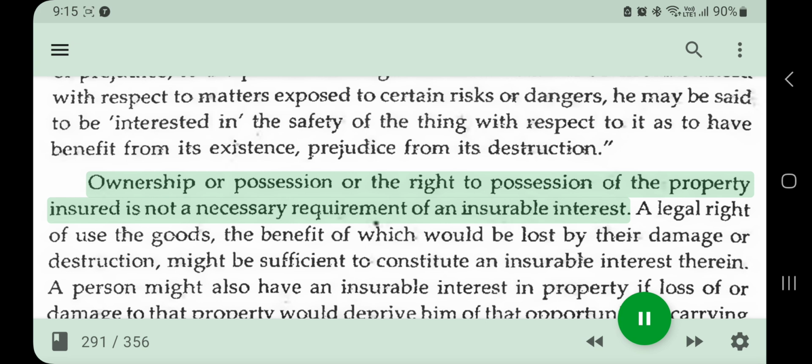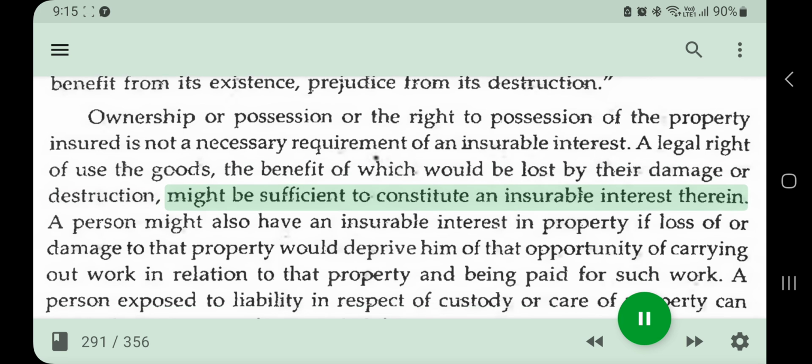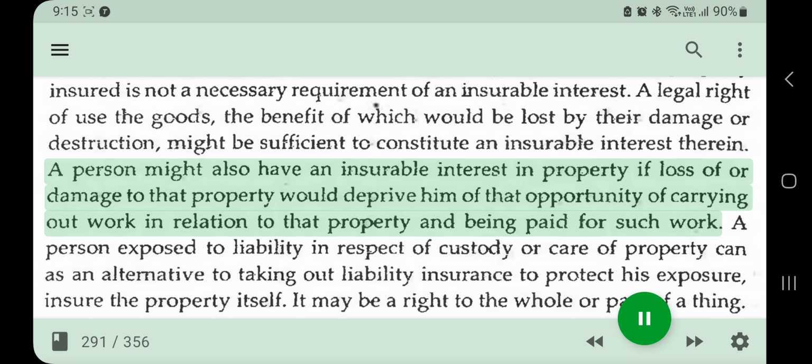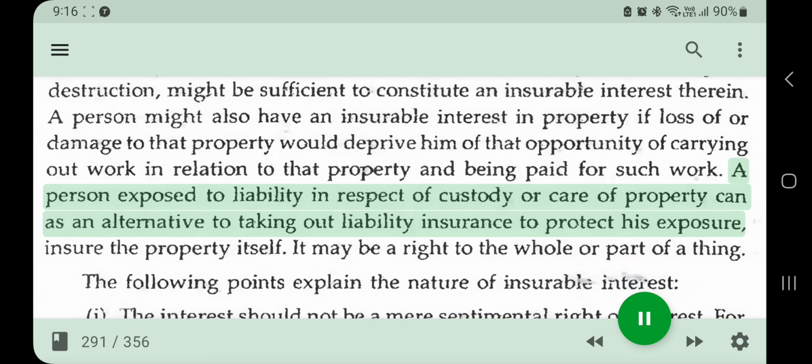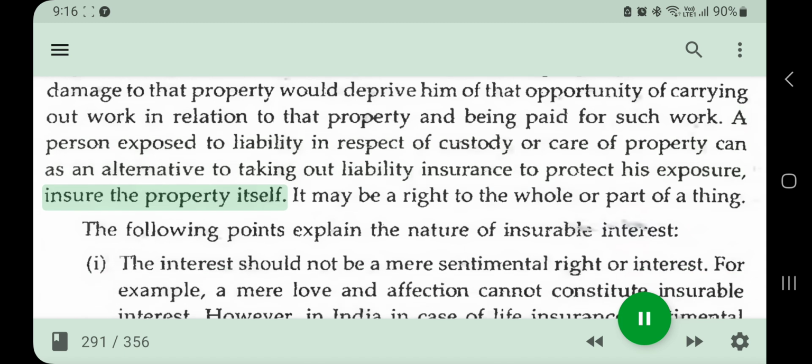Ownership or possession or the right to possession of the property insured is not a necessary requirement of an insurable interest. A legal right to use the goods, the benefit of which would be lost by their damage or destruction, might be sufficient to constitute an insurable interest therein. A person might also have an insurable interest in property if loss of or damage to that property would deprive him of the opportunity of carrying out work in relation to that property and being paid for such work. A person exposed to liability in respect of custody or care of property can, as an alternative to taking out liability insurance to protect his exposure, insure the property itself. It may be a right to the whole or part of a thing.